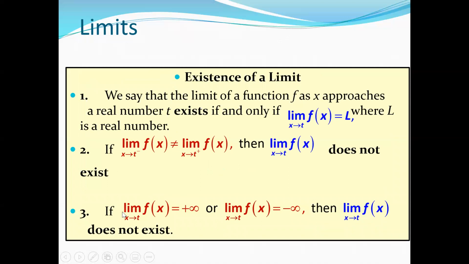Now the same thing: if the limit of f at x as s approaches t equals positive infinity, or equals negative infinity, then we can say that the limit of f at s as s approaches t also does not exist, because here we are getting two different answers.